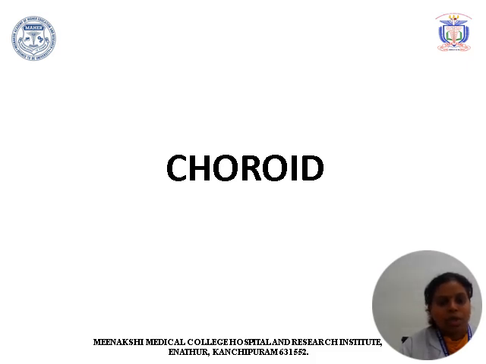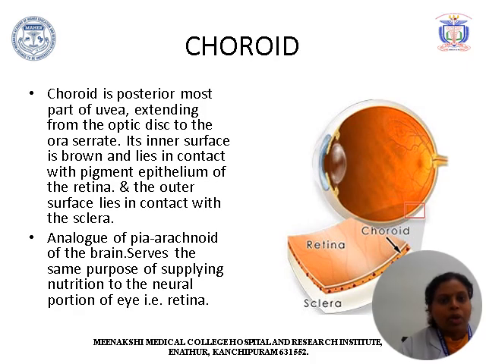Next comes the innermost structure, that is the choroid. Choroid is the posterior most part of the uvea. It extends from the optic disc posteriorly to the ora serrata. So this is the optic disc, from here till here, that is near the ora serrata. This is the extension of the choroid.